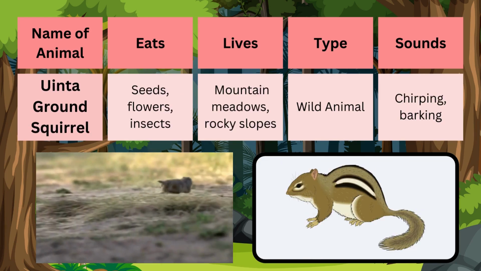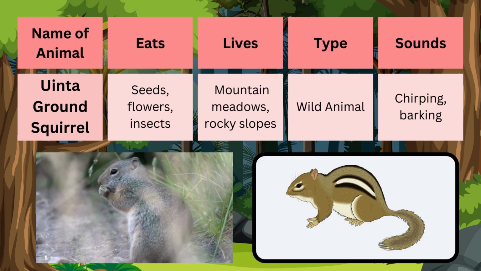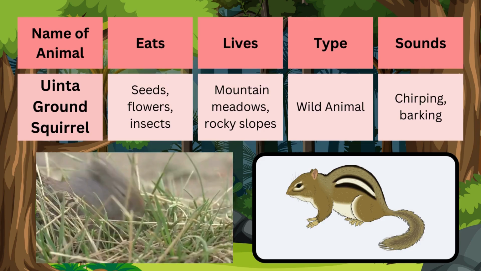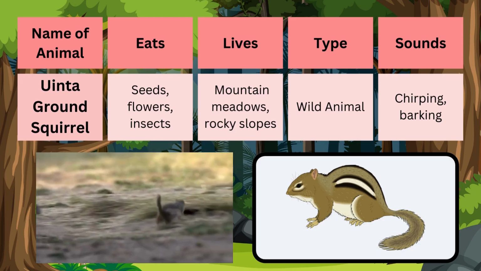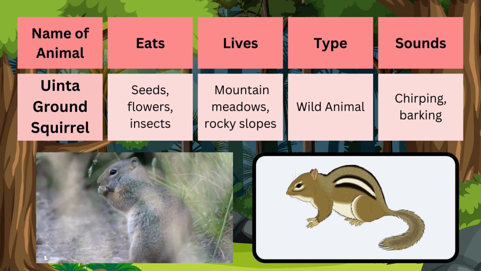Uinta ground squirrel. Uinta ground squirrel eats seeds, flowers, insects. Lives in mountain meadows, rocky slopes. Uinta ground squirrel is a wild animal. Sounds.